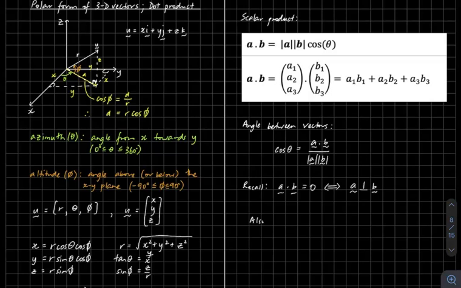Also, worth remembering that the dot product of a vector with itself, and you can get this from using the geometric definition, the first one, because cos of 0 is equal to 1, so it's just going to be the magnitude of the vector times itself, or the magnitude squared.